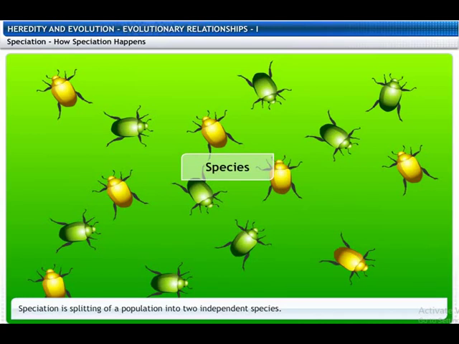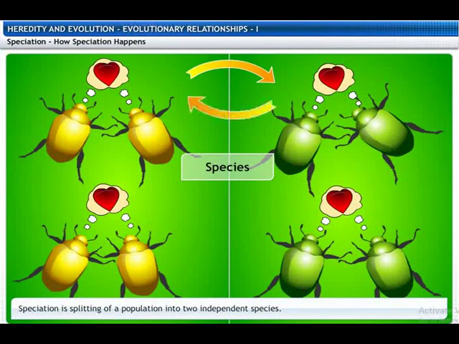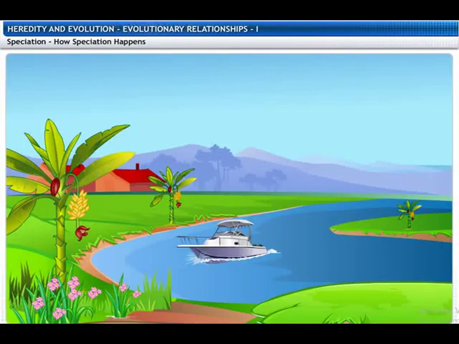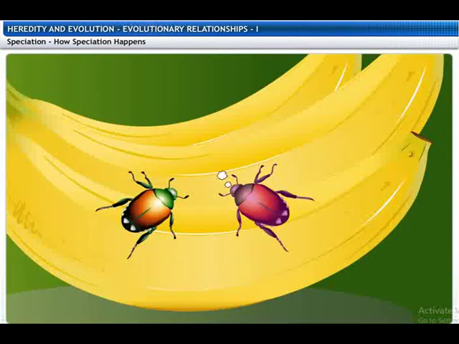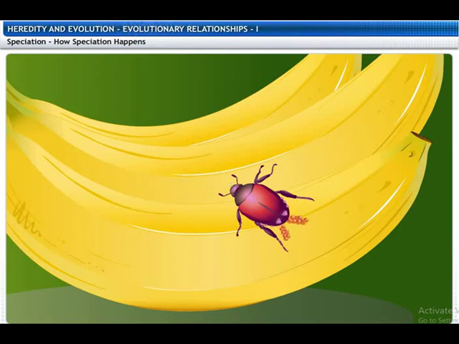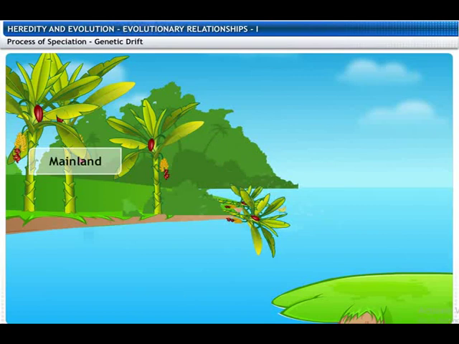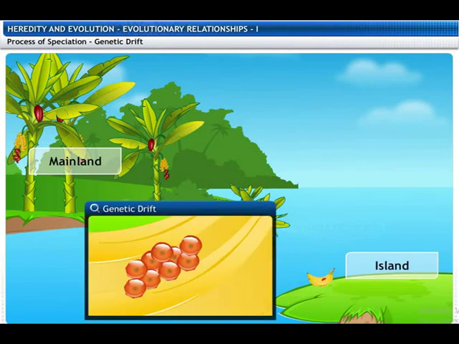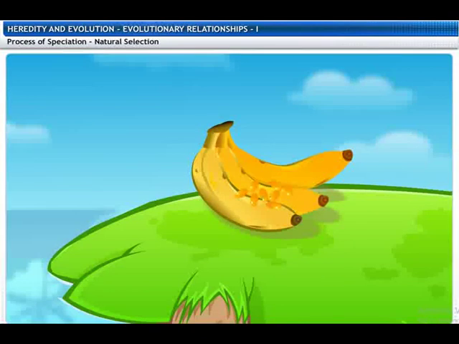Speciation is an event that splits a population into two independent species which cannot reproduce with each other. Let's see a simplified scenario of speciation by geographic isolation. Here is a population of beetles laying their eggs on bananas. If a hurricane strikes the mainland and the bananas with the beetle eggs on them are washed away to an island, it is called genetic drift. The beetles hatch out of the eggs and mature on the island.